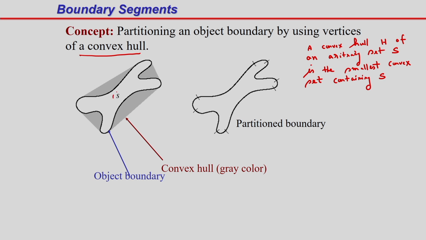You can see the set here. This is the set S, and I have shown the object boundary. If you see the gray color, that is nothing but the convex hull. H, the convex hull of an arbitrary set S, is the smallest convex set containing S. So within this H the set S is contained. After this, H minus S, that is the convex hull minus S, is called the convex deficiency. The convex deficiency I can consider as D.